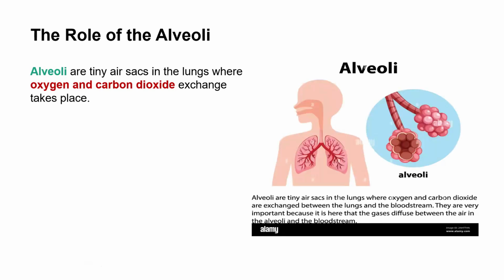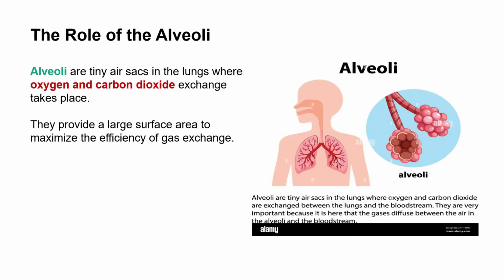So this is the alveoli. Alveoli are tiny sacs in the lungs, as you can see, where oxygen and carbon dioxide are exchanged between the lungs and the bloodstream. And they are very important because it is here that the gases diffuse between the air in the alveoli and the bloodstream. So this is where the gaseous exchange takes place, the alveoli.